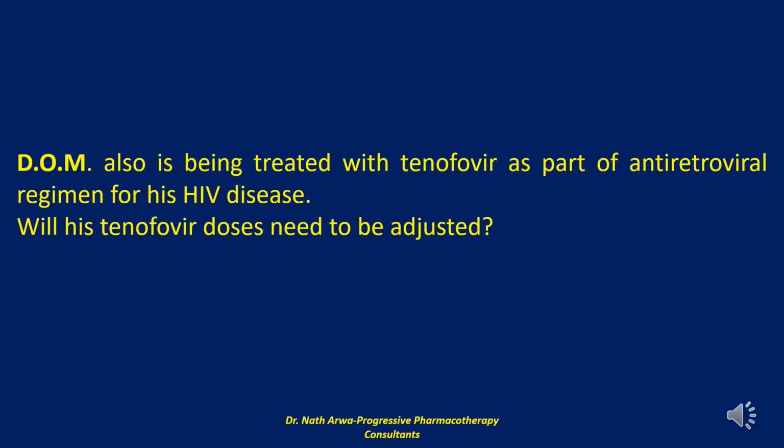Let's briefly look at dosage adjustment. Tenofovir is a nucleotide analog of adenosine monophosphate. Tenofovir undergoes activation by phosphorylation to the active form, tenofovir diphosphate. Tenofovir diphosphate inactivates HIV reverse transcriptase and HBV DNA polymerase by causing chain termination. It is used as part of an antiretroviral regimen in the treatment of HIV infection and can also be used for the treatment of chronic hepatitis B infection.